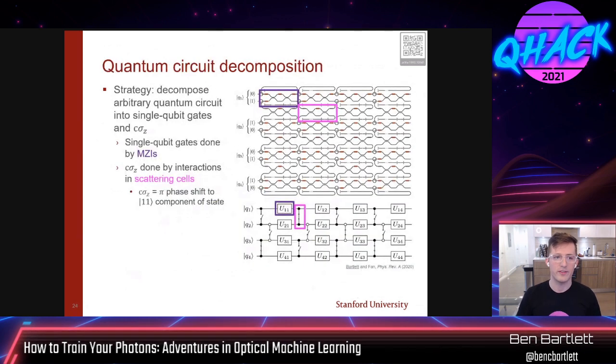So the general strategy of this device is we can represent any quantum circuit by decomposing it into a bunch of single qubit gates that are implemented by MZIs and CZ interactions, which are implemented by scattering cells. And a CZ is just a controlled pi phase shift. So basically, photon number 2 gets a pi phase shift conditional on the state of photon number 1 being in the 1 state.